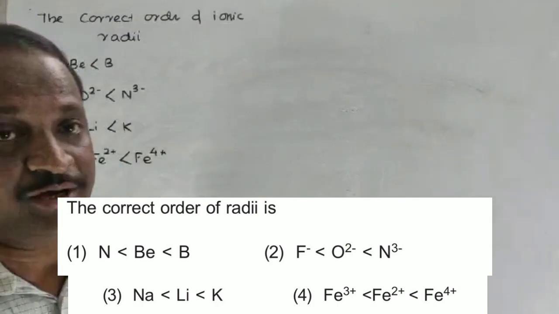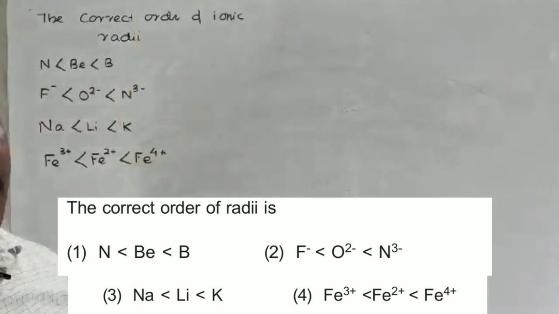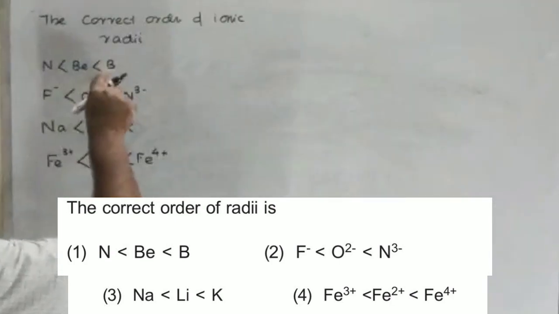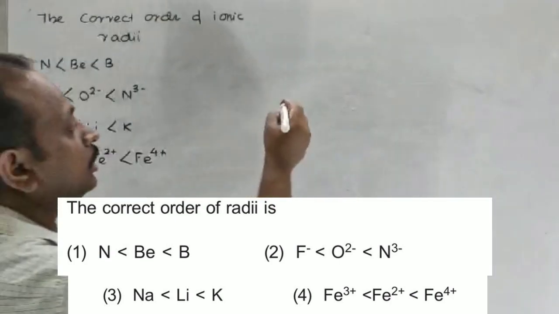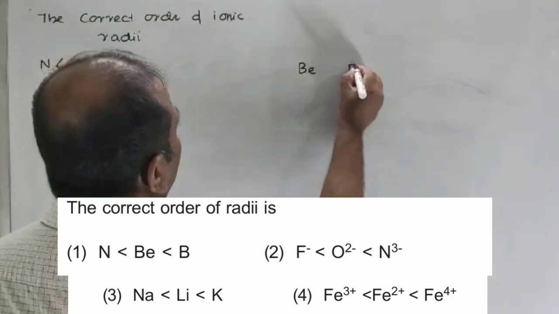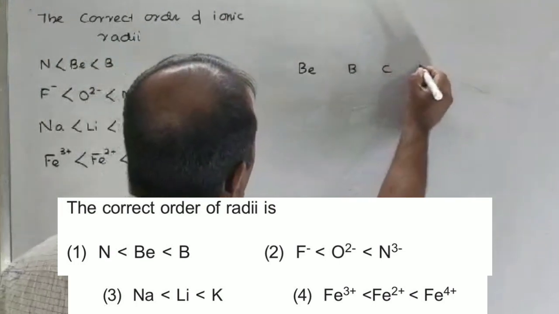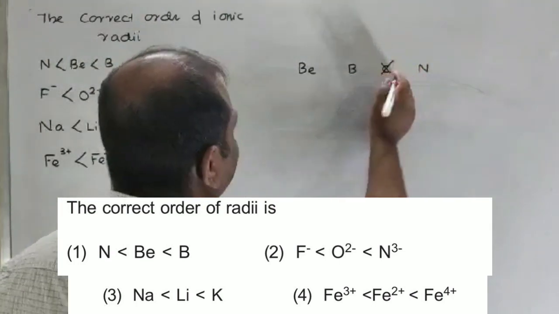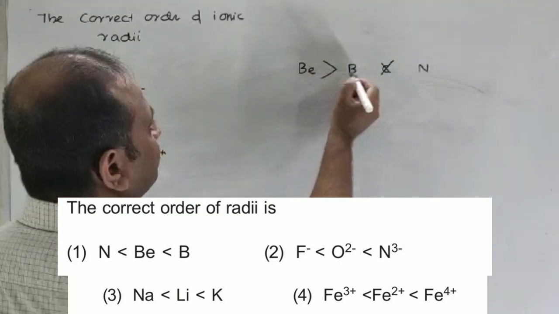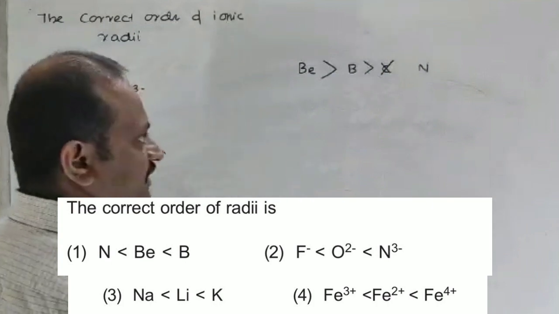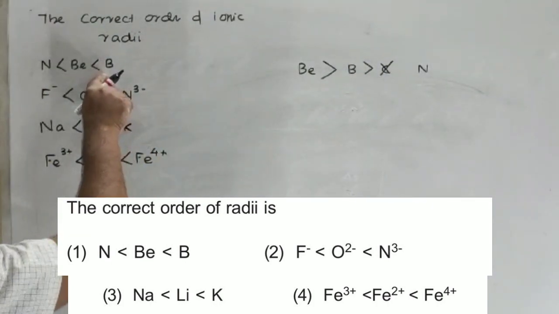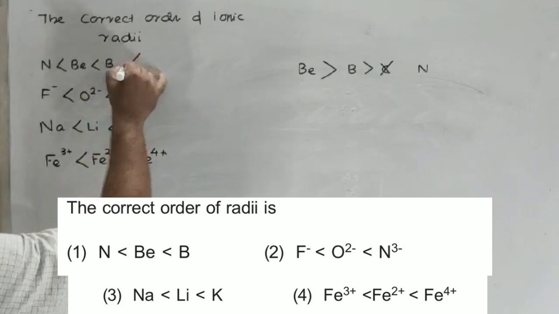So in this particular question, the correct order of ionic radii. See, they are given option by option. Let's see. Nitrogen, beryllium, boron. In a period, first of all we have beryllium, then boron, then carbon, then nitrogen. Carbon is not there. Leave that. So beryllium has the biggest size, then boron, then nitrogen. This is the correct order. But this option is not in that way. So this is not our correct answer.